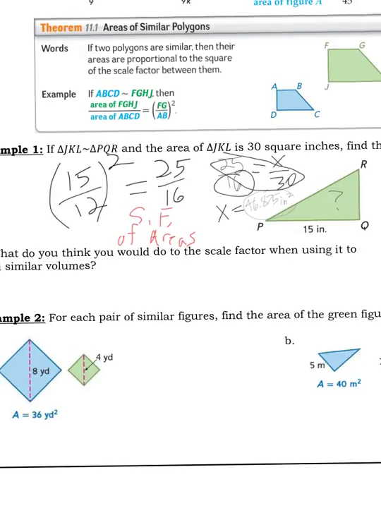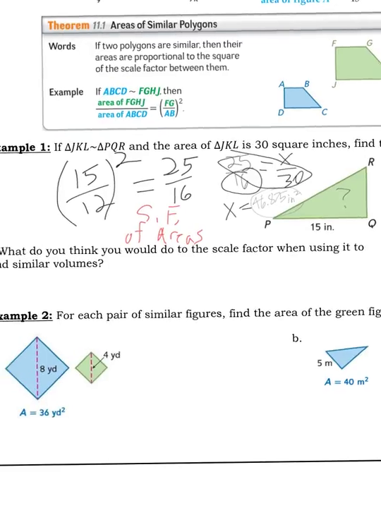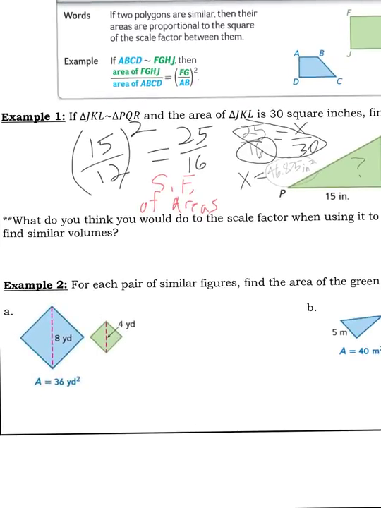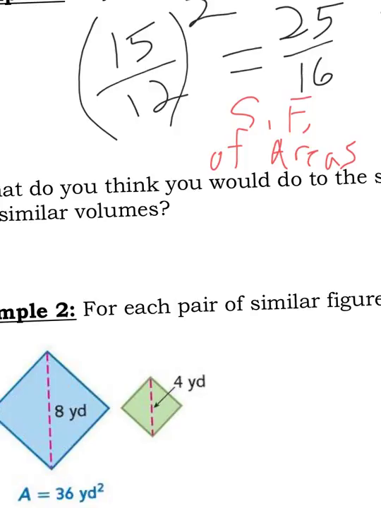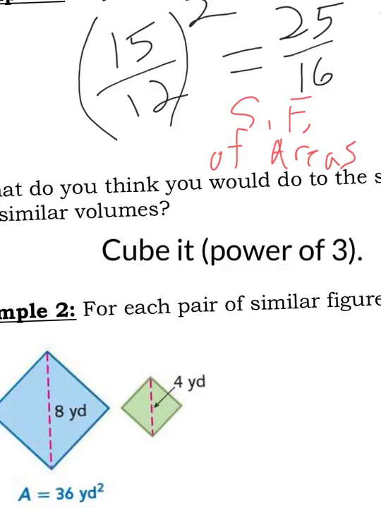So since I squared it to go forward to the area, what do you think I would do to find the similar volume? Well, you have to remember, volume is 3 dimensions. That's length times width times height. So if I have 3 dimensions, then I just need to cube my answer, power of 3. That's really all you would do to go from the first dimension, a side length or perimeter, to the volume. If I'm going to the second dimension, I square it. That's area. If I'm going to the third dimension, volume, I cube it, or raise it to the power of 3.